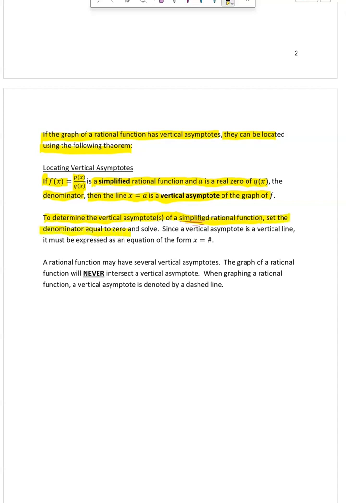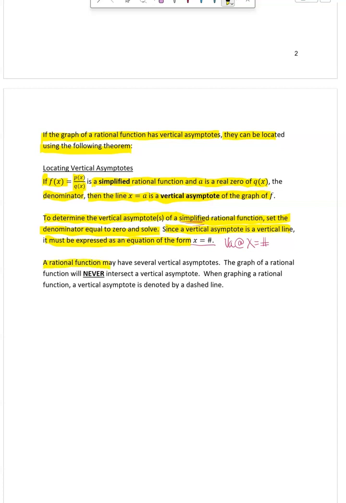Set the denominator equal to 0 and solve. Since a vertical asymptote is a vertical line, it must be expressed as an equation of the form x equals a number. I want you to go even further than that, because x equals a number can just be a line. I want you to write it like VA, or you could do a capital A, I don't care, at x equals whatever number it is, okay? But if you do not put VA to let me know that it is a vertical asymptote, I will count off points on your exam.